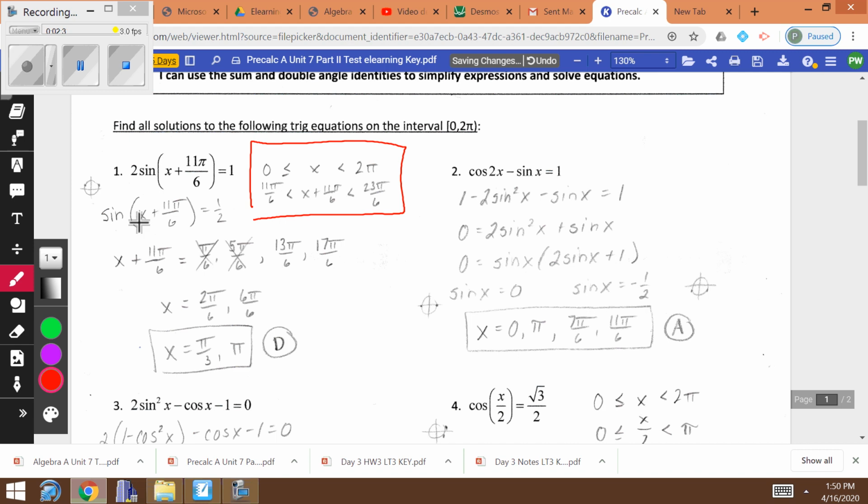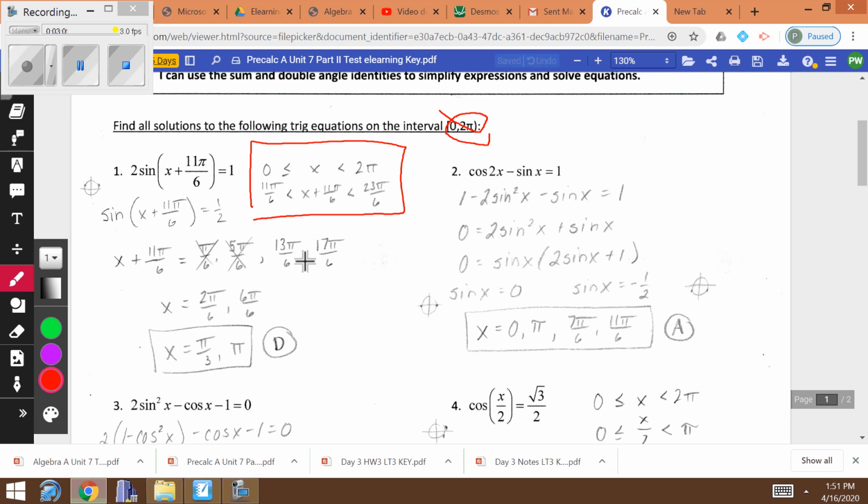So really when you're solving for this, yes, you get pi over 6 and 5 pi over 6, but a lot of people left that and then subtracted 11 pi over 6 and got some negative answers. Again, your final answer should always be between 0 and 2 pi here. So that's one thing you want to make sure you're aware of. What I did is I got pi over 6 and 5 pi over 6, but I crossed those off because those were not between the two new numbers for our interval. I added 11 pi over 6 to everything, so the x plus 11 pi over 6 has to be between 11 pi over 6 and 23 pi over 6.